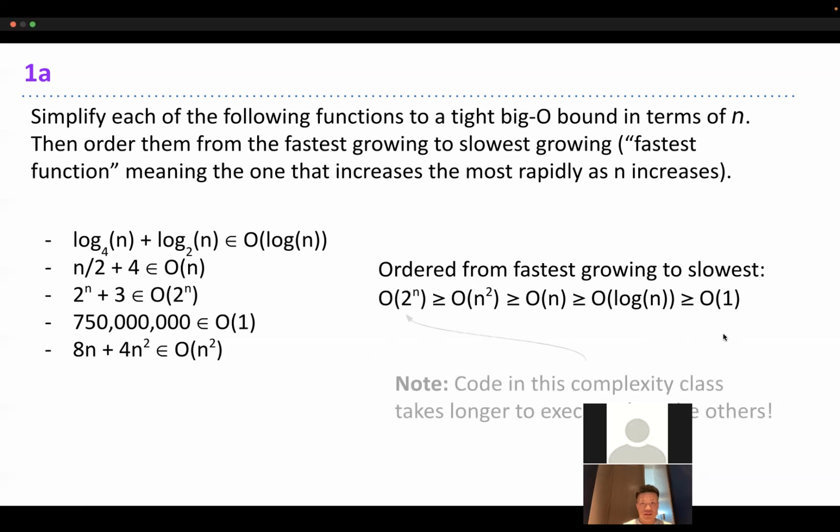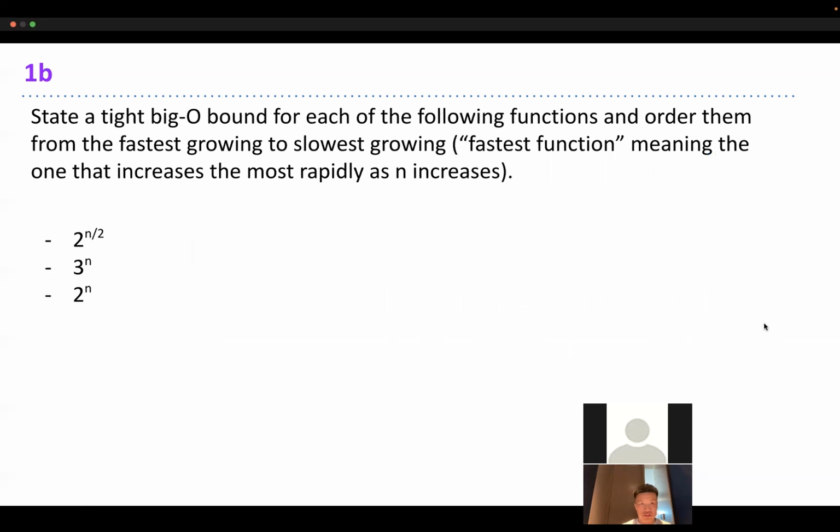All right, let's go to our next problem, 1b. State a tight big O bound for each of the following functions and order them from the fastest growing to the slowest growing. Fastest function meaning the one that increases the most rapidly as n increases. So what is the big O bound for 2 to the n divided by 2? Anyone have an idea?